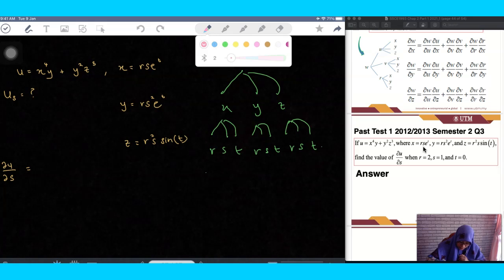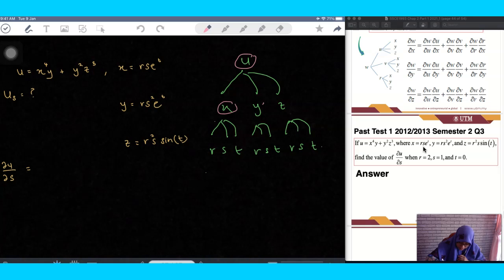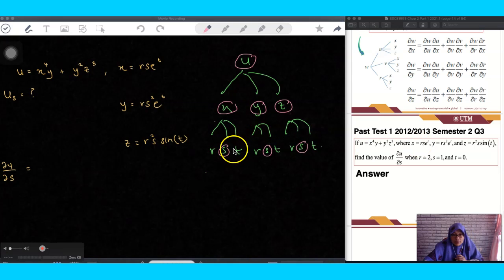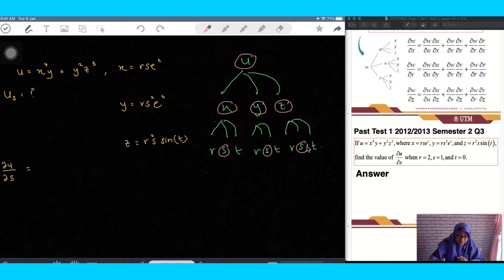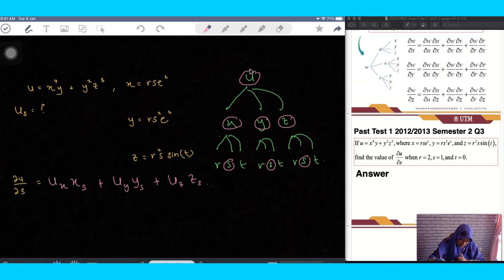Now the question is asking for only s. From u, you have to go through these variables to get to s. So how many paths to get s? 1, 2, 3. So you should have 3 terms. So from u to s, you pass through x first: u_x x_s plus u_y y_s plus u_z z_s. So that is the formula. Then you have to find u_x, u_y and u_z.